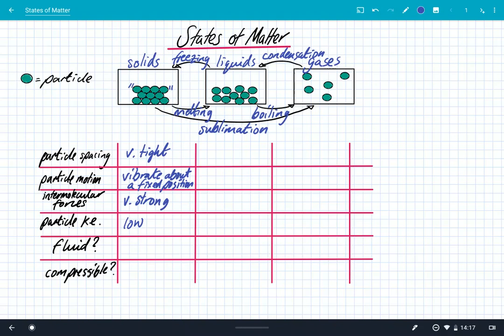Solids, as you know, they're not fluid, they can't flow. And the reason for that is because the particles are in a fixed position and they have low kinetic energy and very strong intermolecular forces. So the particles cannot flow past each other.